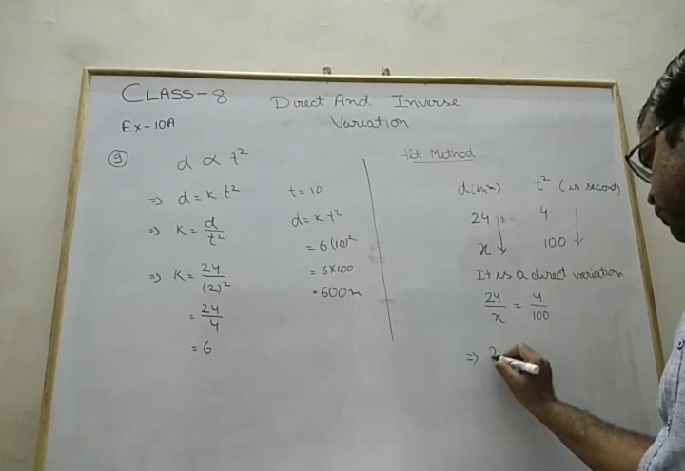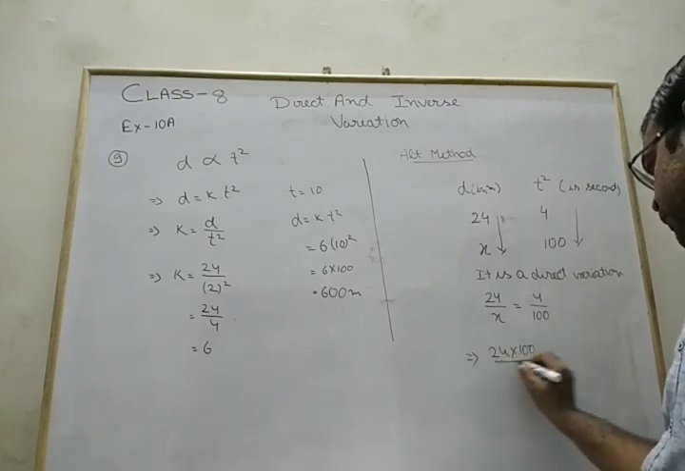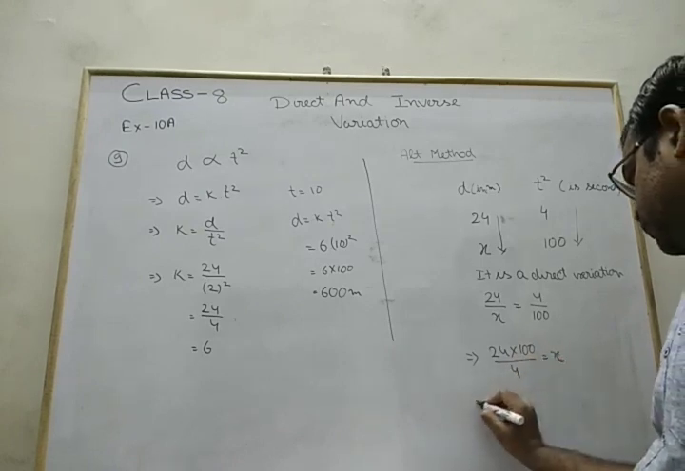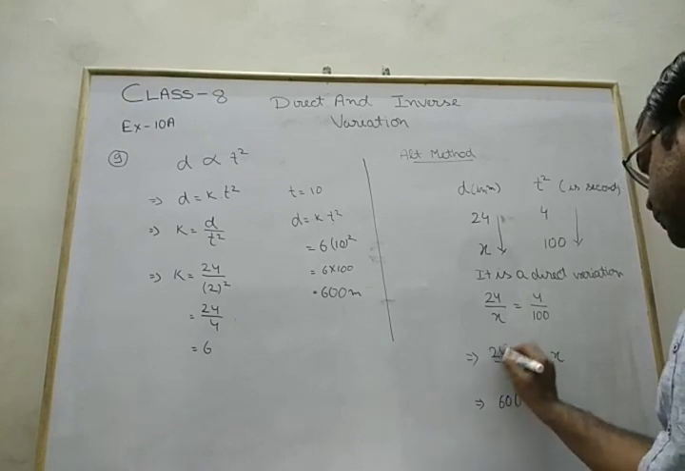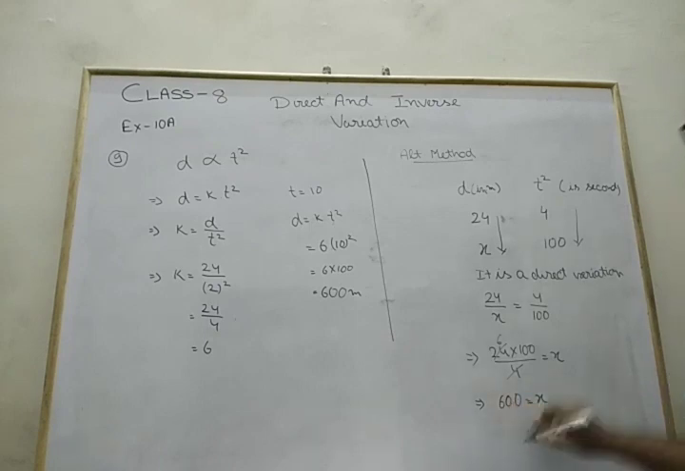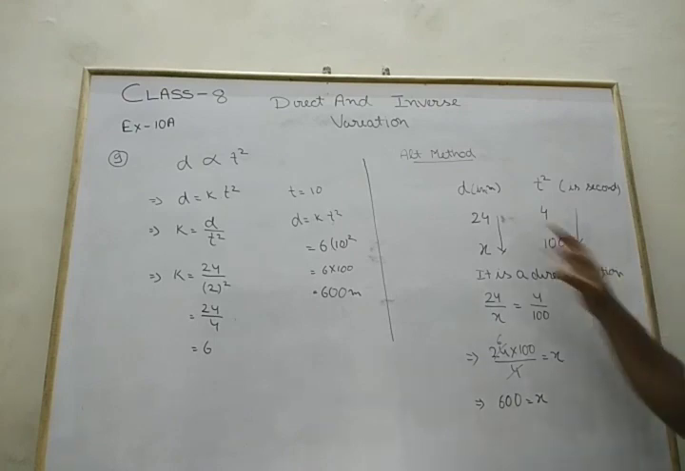Write down 24 into 100 by 4 equals x, or we can write 600. Why 600? 4 6s are 24, so 600 meter. You can write this. This is your solution by using the alternative method. Now it's up to you which method you adopt, but whichever method you choose, you must solve all the questions by using the same method.